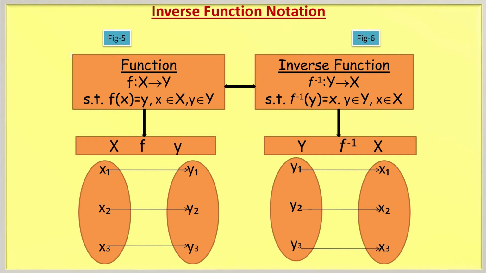The function from y becomes y to x. If f is from x to y, then f inverse is from y to x: y1 goes to x1, y2 goes to x2, y3 goes to x3. So, what is the notation of inverse function? f inverse from Y to X such that f inverse of y is equal to x, where y is an element of Y, x is an element of X.